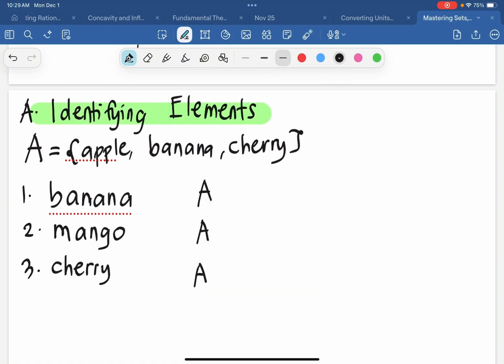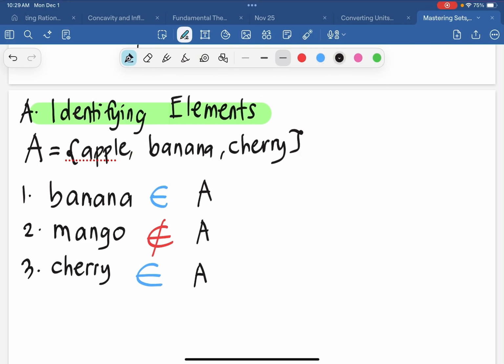This time, let's try to identify elements. Now, our set A here contains apple, banana, and cherry. So, based on this, is banana an element? So yes, obviously it is an element. So we write this: banana is an element of A. For mango, it is not there. So obviously mango is not an element of A. Okay. Last one we have for cherry. Obviously cherry is there, so cherry is an element of A.